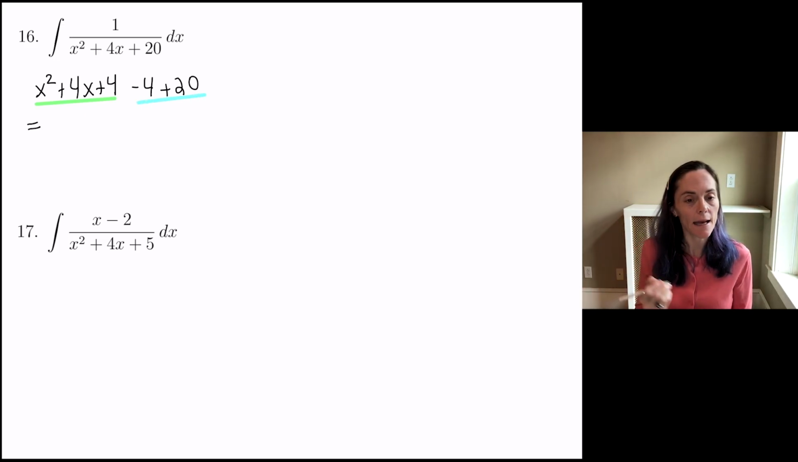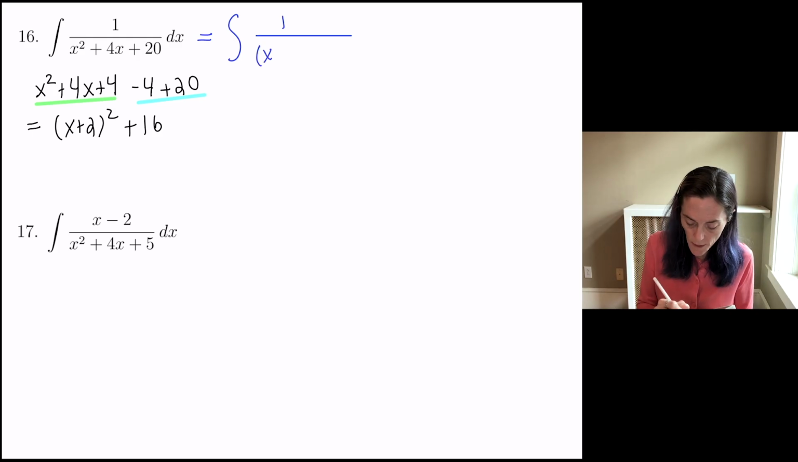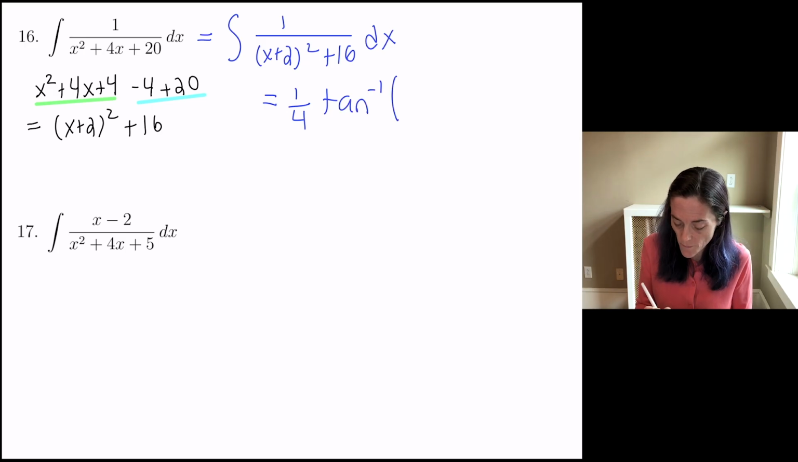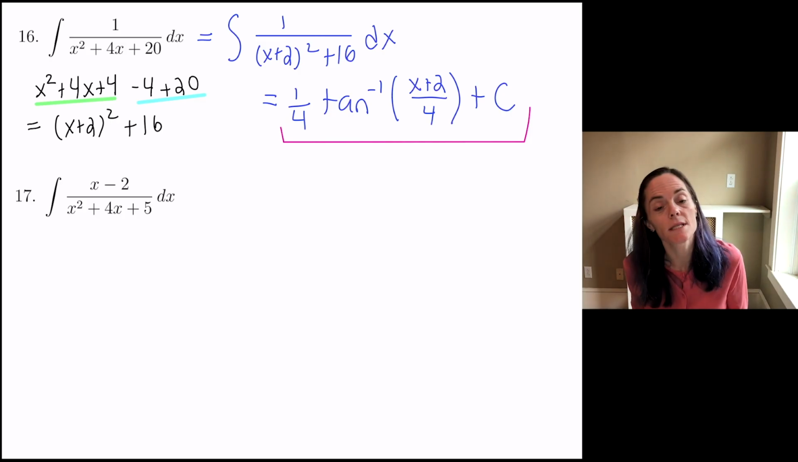Underlined in green highlighter, this is x plus 2 squared. And then this is plus 16. So I'm ready to integrate. We have an integral, 1 over x plus 2 squared plus 16 dx. This is a tan inverse. So we have 1 over 4 tan inverse of x plus 2 over 4 plus C. This is a great question. We move on to 17.